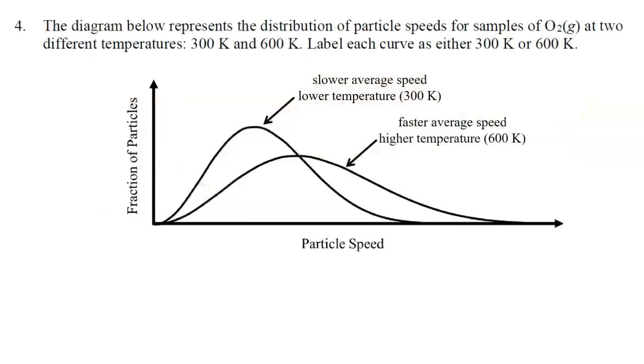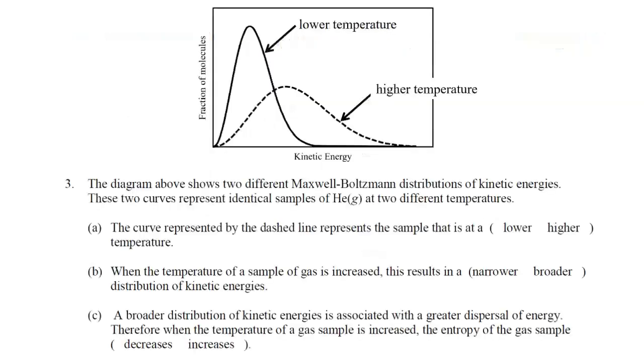temperature. And on this slide, this was from an earlier video where I was giving you 2 different Maxwell-Boltzmann distributions, and you had to decide which curve represents the higher temperature. So you can see these are already labeled, that the gas sample at the higher temperature has a broader distribution of particle speeds. This is also true for kinetic energies. So now back to this question from this packet, number 3, the dashed curve would represent the higher temperature.